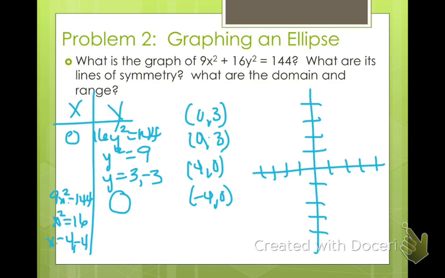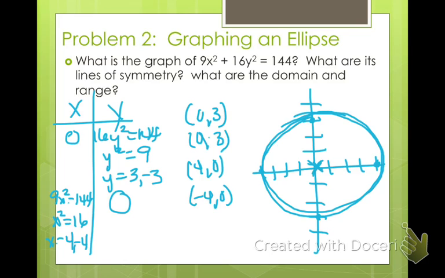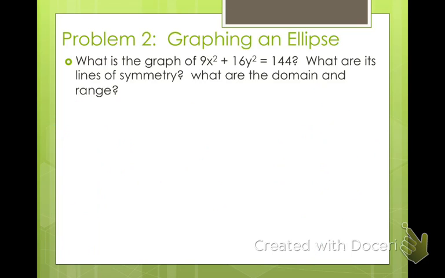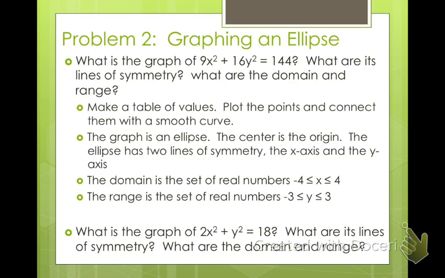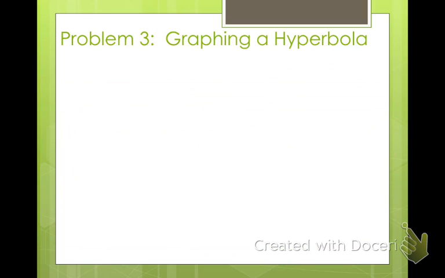So if we were to graph this one, I have 0, 3; 0, negative 3; 4, 0; negative 4, 0. This one is more ovally shaped. It's not a perfect circle because we have from our center, still at 0, 0, we go 3 one direction, but 4 another direction. So that was an ellipse.